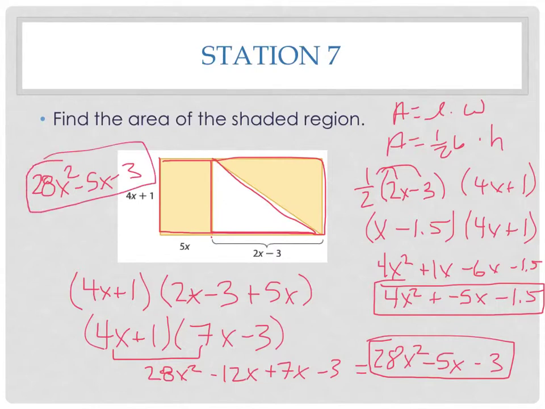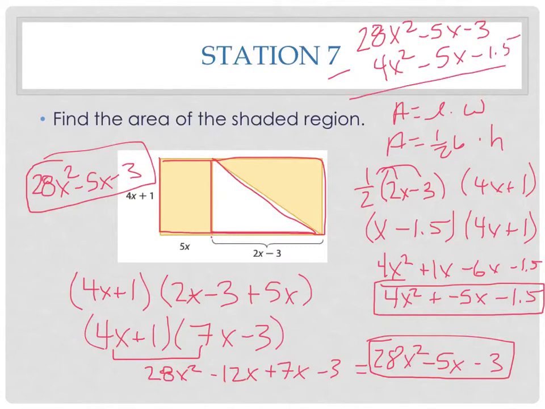To get the area of the shaded region, I'm going to take the area of the rectangle, which is 28x squared minus 5x minus 3, and I'm going to subtract from that 4x squared minus 5x minus 1.5. So again, I'm going to remember I'm subtracting polynomials, so I'm going to add the opposite of every single term. Make that a plus 5x, make that a plus 1.5.